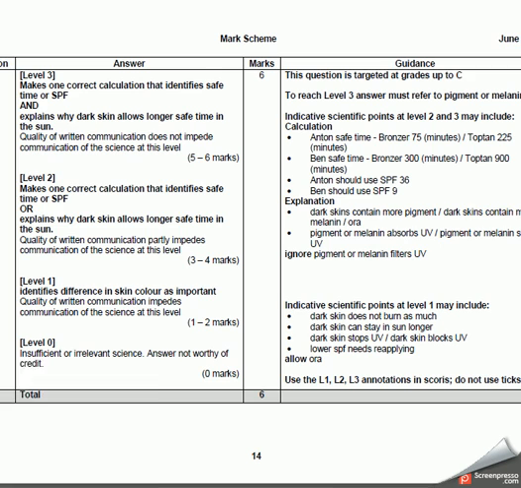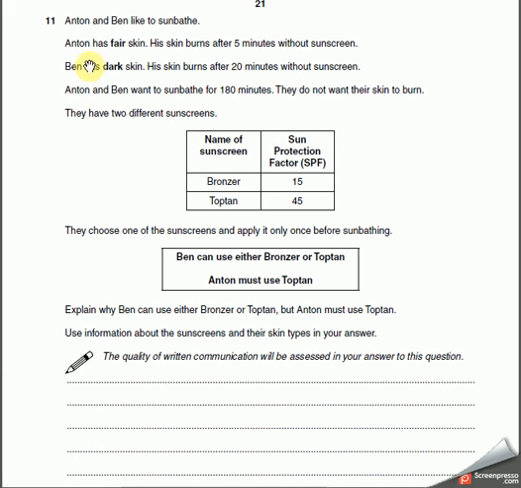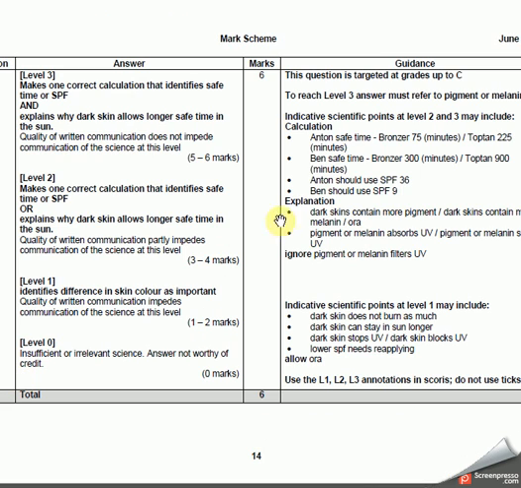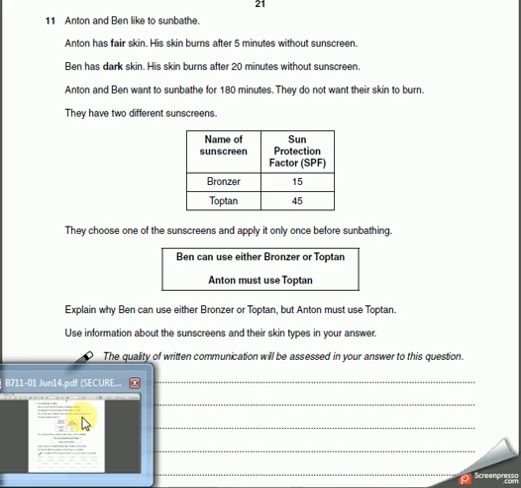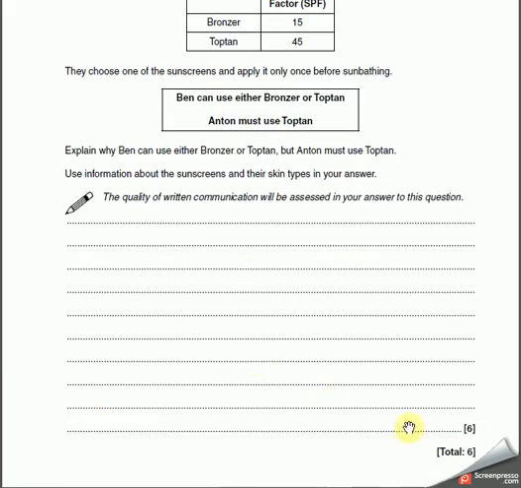Anton, the guy with the fair skin, let's look at his calculation first. His safe time in the sun with bronzer is 75 minutes, and top tan is 225, and Ben's is 300 minutes and 900 minutes with top tan. So Anton should use SPF factor 36 and Ben should use SPF factor 9. Explanation: darker skin contains more pigment, darker skin contains more melanin, and melanin absorbs more UV radiation. That's essentially what you're looking at. Hope that makes sense to you guys. Alright, let's look at the next question. That was 6 marks.